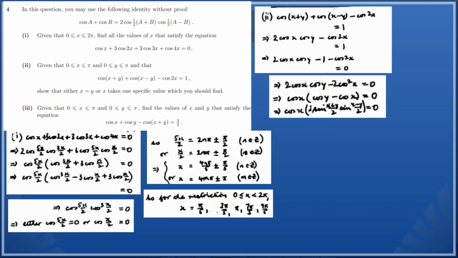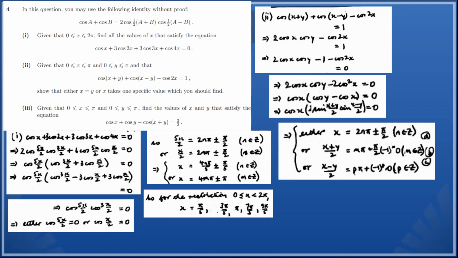And again, using the identity, we can see that cos x times (2 sin((x plus y)/2) sin((x minus y)/2)) equals 0. So once again we have two possibilities: either cos x is going to equal 0, or sin((x plus y)/2) will be equal to 0, or sin((x minus y)/2) equals 0. So breaking down those three possibilities gives us equations A, B and C.